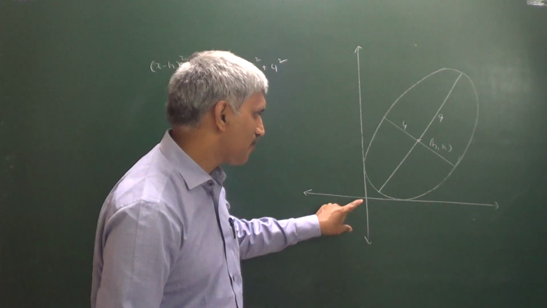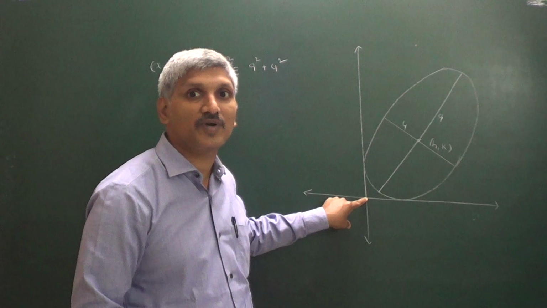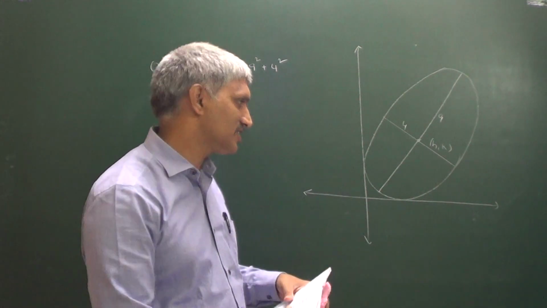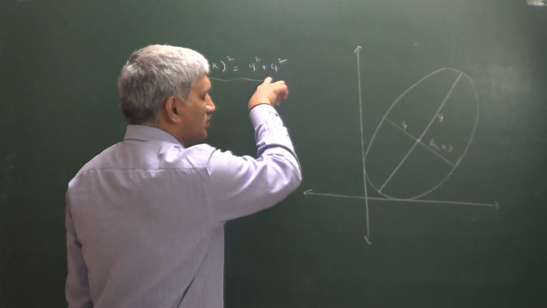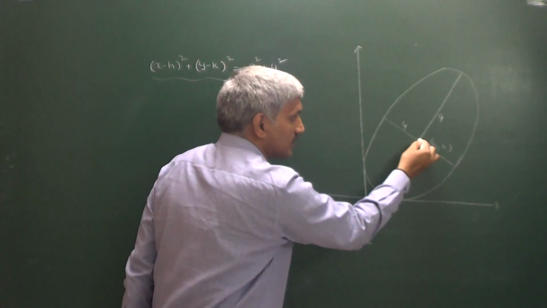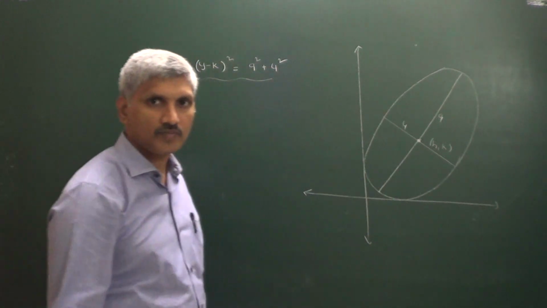The locus of the point of intersection of perpendicular tangents, that is a director circle, right? So this is the equation of the director circle. For the director circle, the center is nothing but the center of the ellipse.